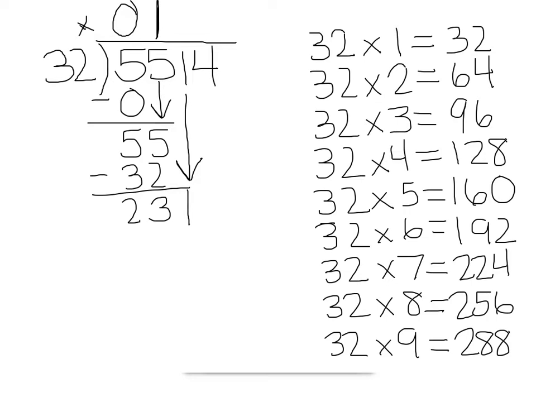I asked myself how many times 32 goes into 231. Well, 231 is a pretty big number, especially compared to 32, so I know it's going to be towards the end of my multiples list. So I'm going to go down. I see 224, and then I see 256. 256 is too big, so 224 is what I'm going to go with. So 32 goes into 231 7 times, and that goes up here. And 32 times 7 is 224.